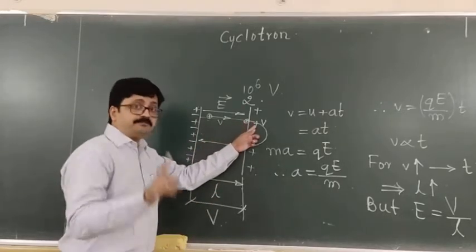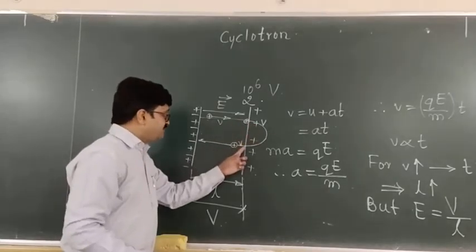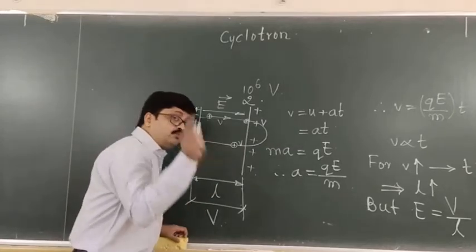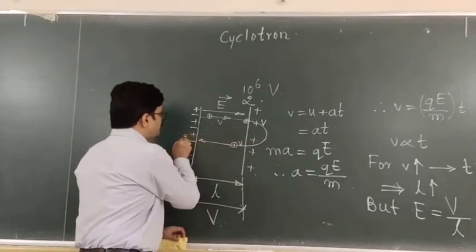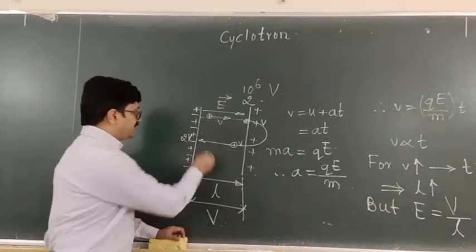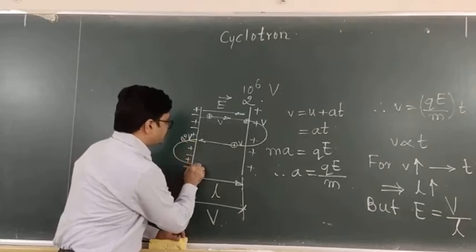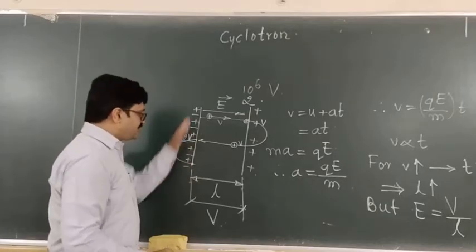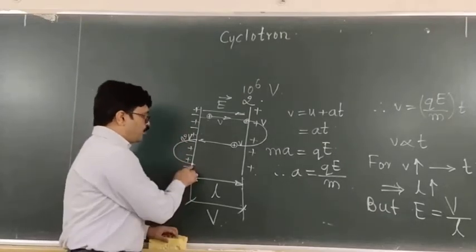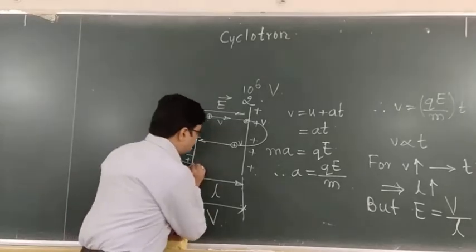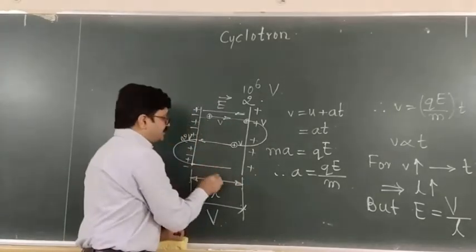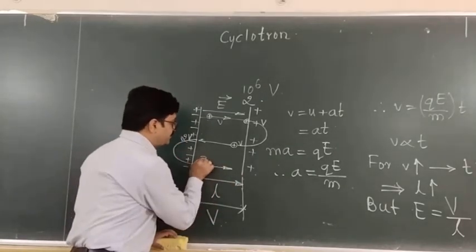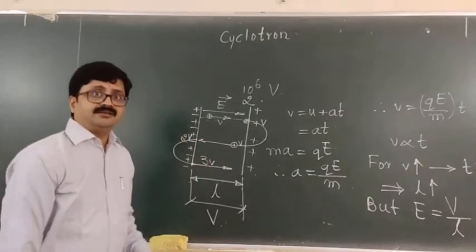First time its speed gain was how much? v. Second time, from this plate to this plate, when it reaches, what will be the speed here? It will be one more v, that means v plus v, it becomes what? 2v. Then again this particle is revolved circularly. Then when it reaches this plate, that means the left side plate, and is again introduced, what is its initial speed? 2v. Now when it is again back in the electric field, it will again gain speed by one more v. So thus what happens here? Its speed becomes 3v. Correct.